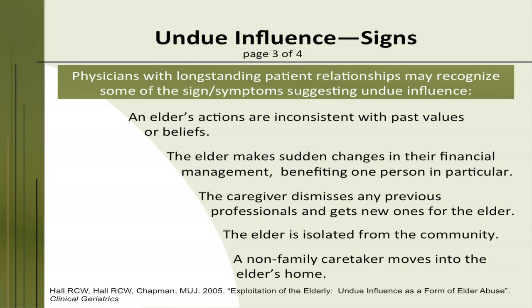Elder is isolated from the community. This is also common. We see a lot of elder abuse cases where they are isolated, and if we keep them isolated, from a perpetrator standpoint, then they're less likely to be scrutinized and detected. Or a non-family caretaker moves into the elder's home. This is also a sign of undue influence, because a lot of times a formal caretaker doesn't need to live with the older adult. Now, if a physician has a patient who doesn't necessarily require 24-hour care, such as a bedbound person, and then all of a sudden they see a non-family caretaker moving into the elder's home, this may be a sign that undue influence is occurring.